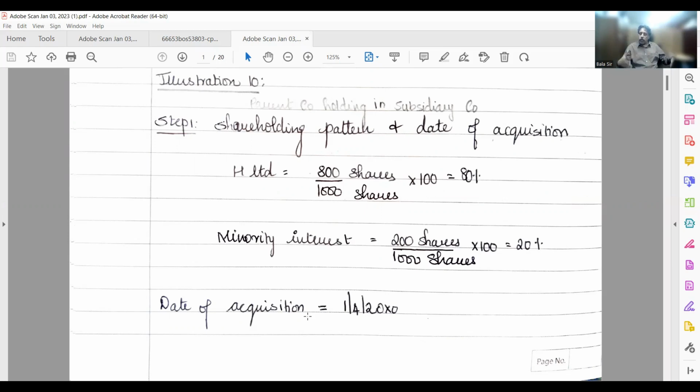That means whatever profits are made by the subsidiary company, the holding company and the minority shareholders will share in the ratio 8:2 or 4:1. Or 80% belongs to me and 20% belongs to you people. When I say you people, I mean the minority shareholders of the subsidiary company. I am a majority shareholder in the subsidiary company. That's the first step.